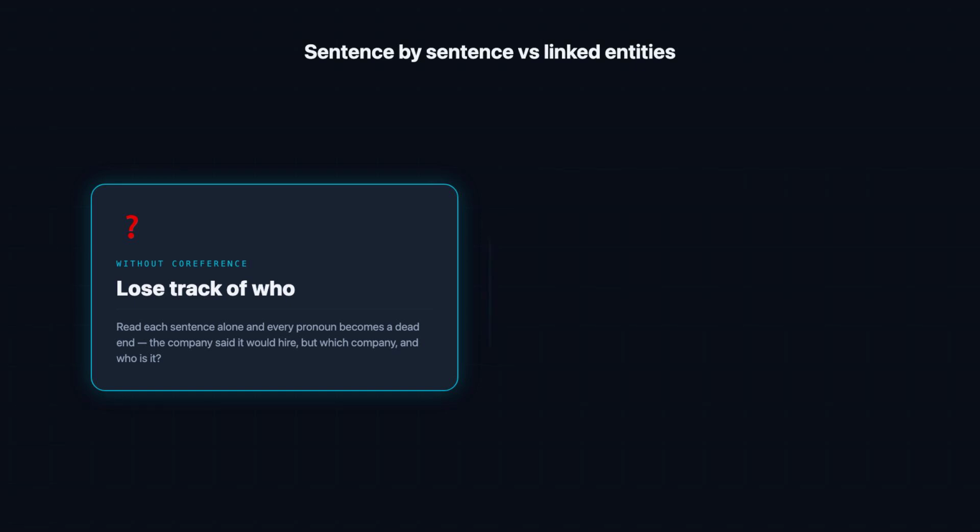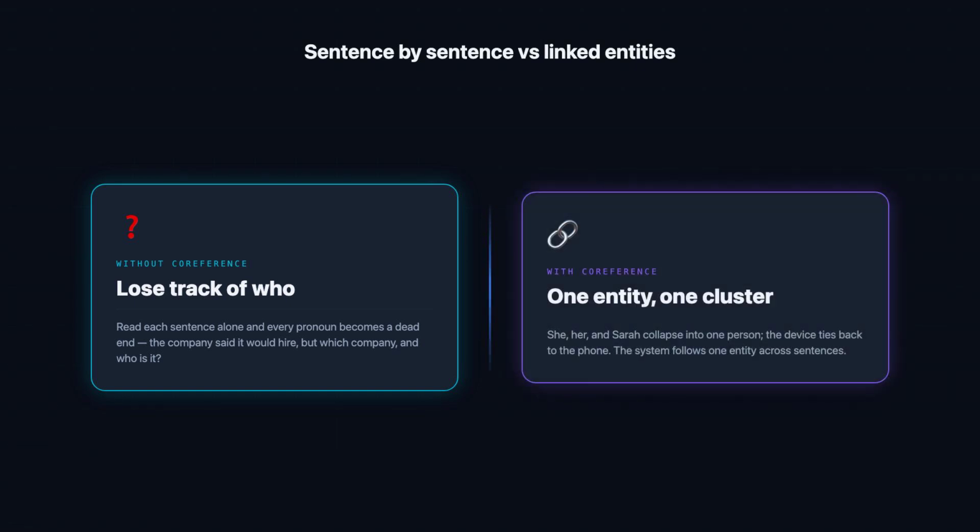Coreference fixes that by linking all the mentions of the same entity into one group. Now she, her, and Sarah collapse into a single person, and the device ties back to the phone. The system can finally follow one entity across many sentences instead of treating each mention as a stranger. And that is the difference between a machine that shuffles words around and one that actually understands what a document is about.